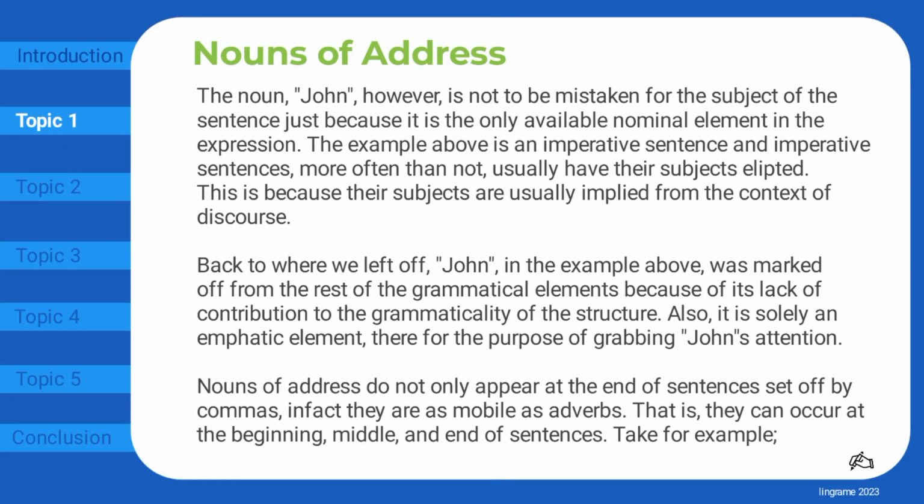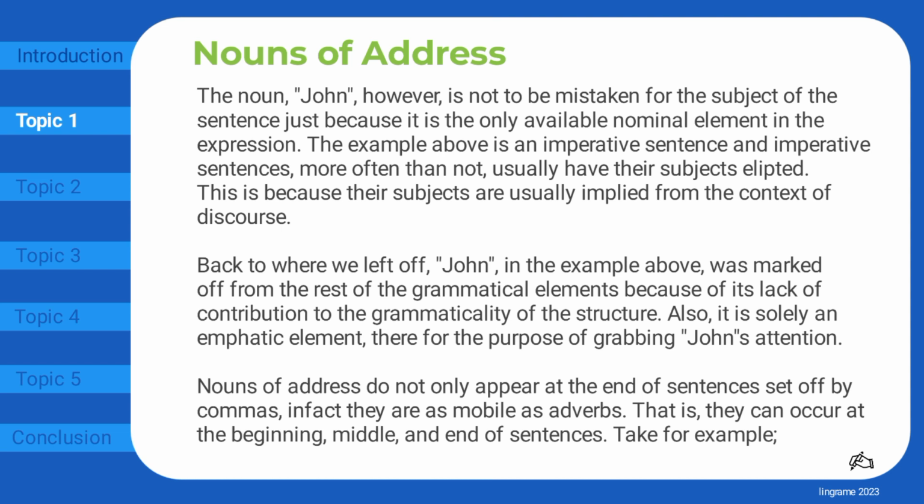The noun, John, however, is not to be mistaken for the subject of the sentence just because it is the only available nominal element in the expression. The example above is an imperative sentence, and imperative sentences, more often than not, usually have their subjects ellipted. This is because their subjects are usually implied from the context of discourse. Back to where we left off, John, in the example above, was marked off from the rest of the grammatical elements because of its lack of contribution to the grammaticality of the structure. Also, it is solely an emphatic element, there for the purpose of grabbing John's attention.